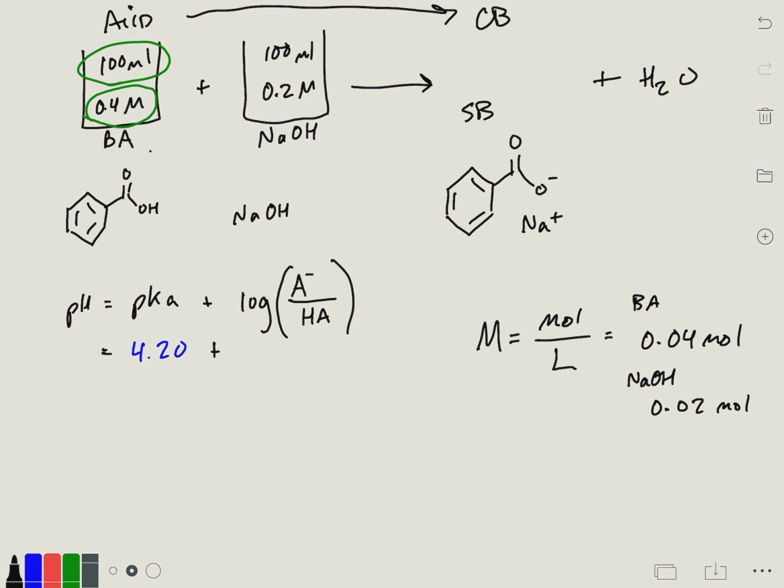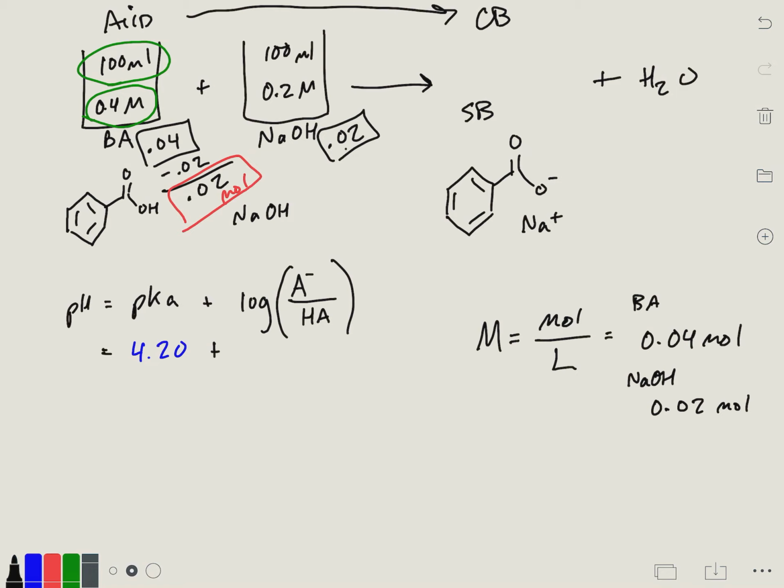So what does this mean? This means that I started with 0.04 moles of that stuff. I reacted it with 0.02 moles of sodium hydroxide. That's going to remove some of my acid. I'm not going to have as much anymore. How much will I have? Well, looks like I'll have half as much, right? Because 0.04 minus 0.02 is 0.02. So that's the new amount of moles that I have, 0.02 moles of that acid.